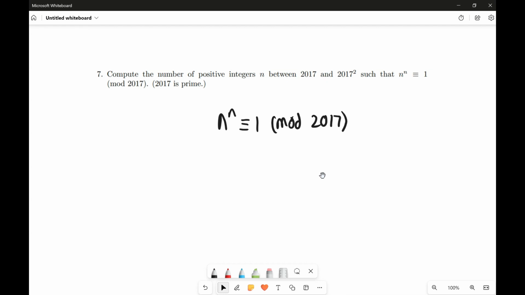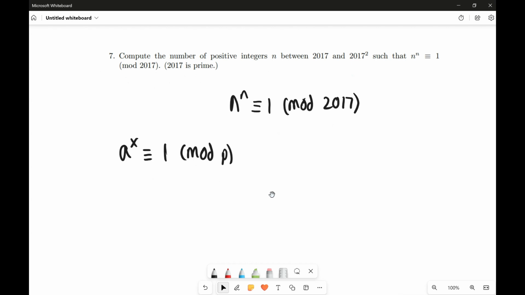So how can we get started on this problem? This problem may seem super simple, but finding out when this holds seems like a nightmare. If it's hard to find out when a to the power of x for any a is equivalent to 1 modulo 2017, I'll just let p equal 2017 for now because it doesn't seem like there's anything special about the number 2017. So it seems difficult itself to find out when this happens.